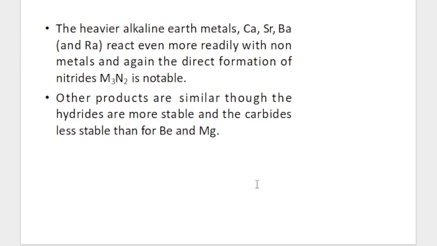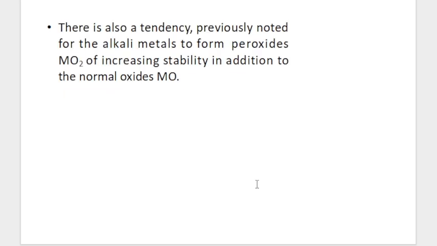The higher alkaline earth metals, calcium, strontium, and barium, including your radium, react even more readily with non-metals and give direct formation of nitrides. So, other products are similar, though the hydrides are more stable and carbides less stable than those of your beryllium and magnesium. So the same reactions that magnesium undergoes are the same that these other ones will go through. There is also a tendency previously noted for the alkali metals to form peroxides of increasing stability in addition to the normal oxides.